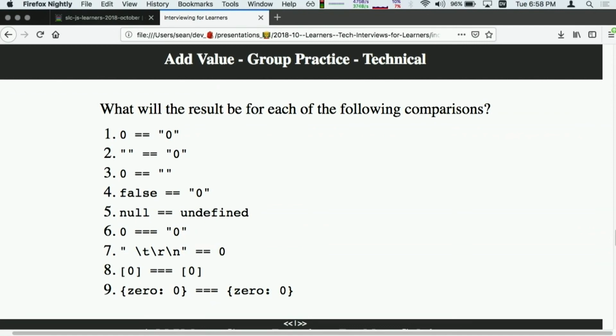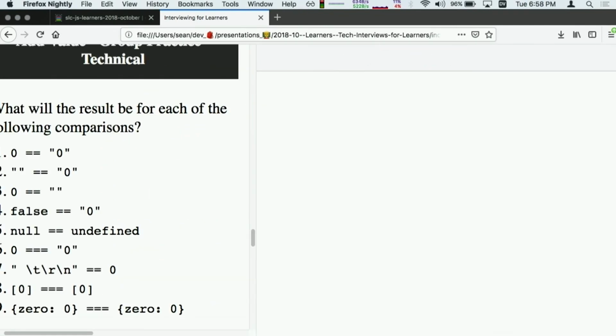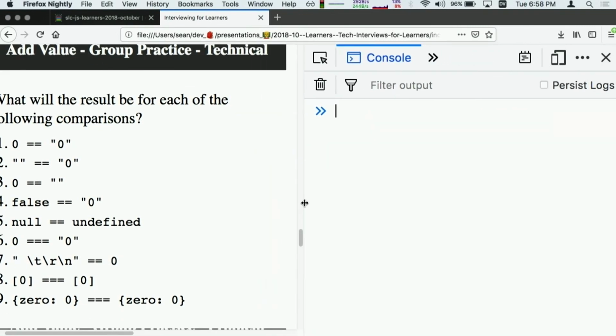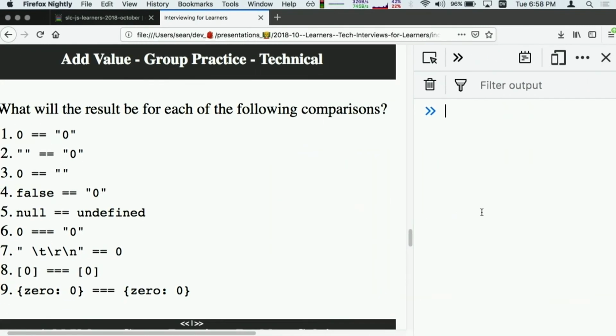Okay. So. What's that? 1.0. True. 1.0. Okay. Who wants to take number two? Who wants to take number two?